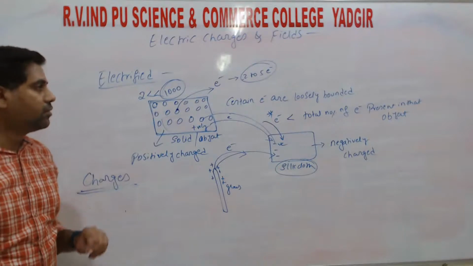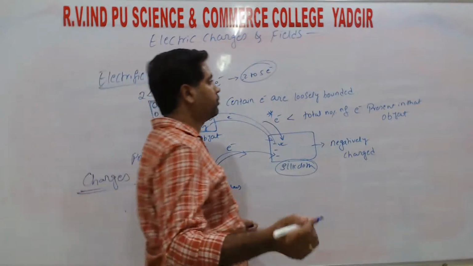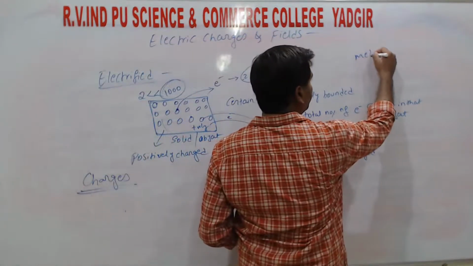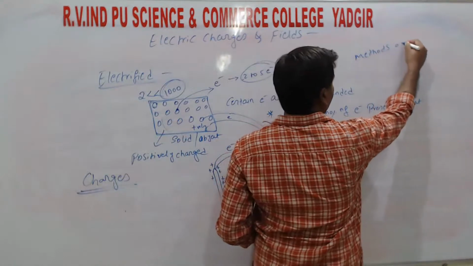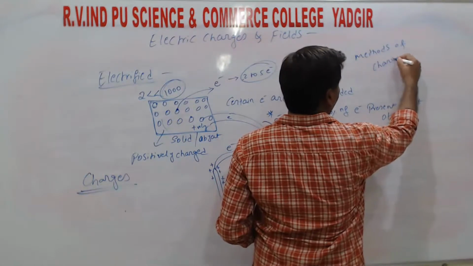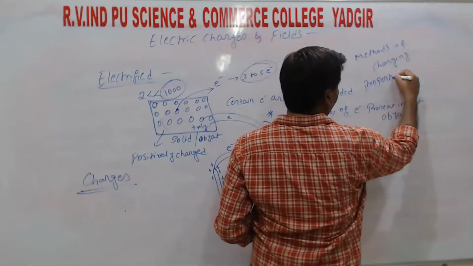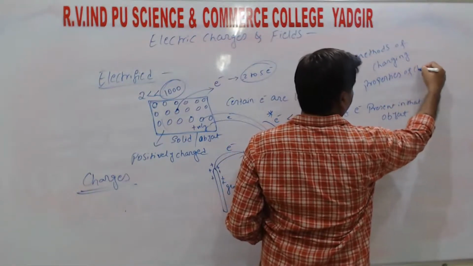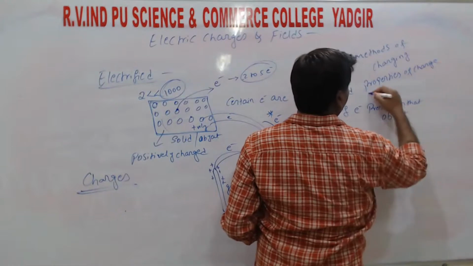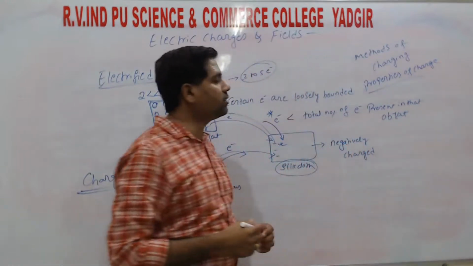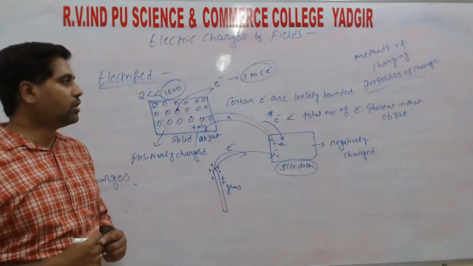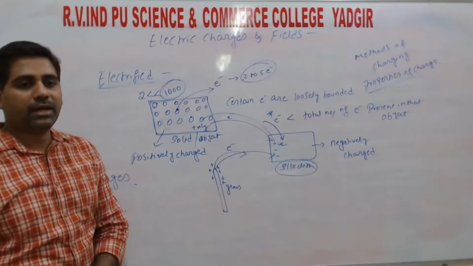So in the next class we will discuss the methods of charging and the properties of charges. Now here we discussed only two properties. The remaining 3 to 4 properties we will discuss in our next class.